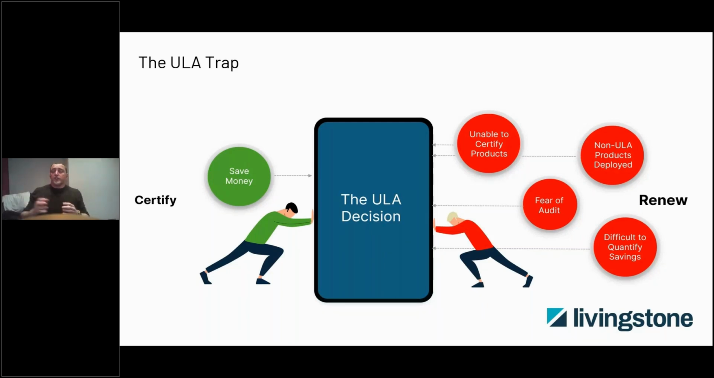And as you can see on the graph here, customers struggle with being unable to certify products. And this means they can't accurately count exactly what they're using and where that stuff is. And this can be because of a lack of maturity in the ITAM space. It can be a challenge with tooling, but often customers face a real struggle being able to do that. Then they have the challenge of the non-ULA products deployed. And this can be very simple.